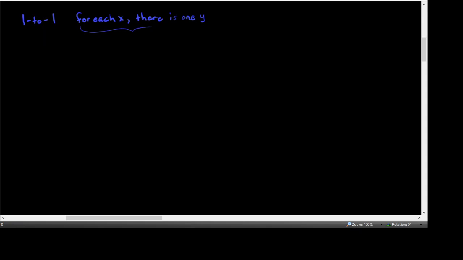So this is the idea that it's a function to begin with. And we've got the vertical line test to determine if that is indeed true. But the other part of 1-to-1 is the new part, perhaps for some of you, that for it to be 1-to-1, for each y, there is one x.